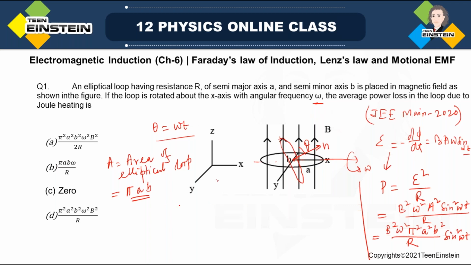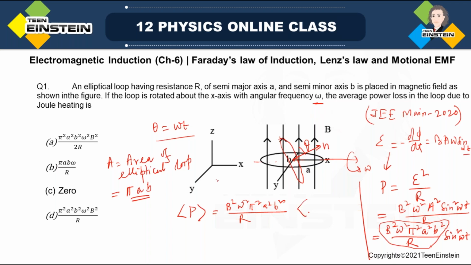Now you have to find out the average power loss. Look here, the power has B square omega square pi square a square b square by R. These are constant terms, not changing with time, so I'll just keep them like that: B square omega square pi square a square b square by R.